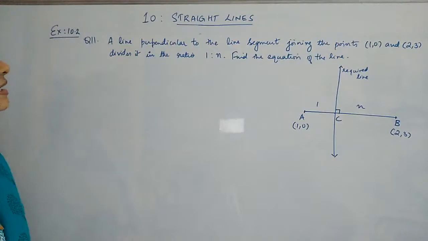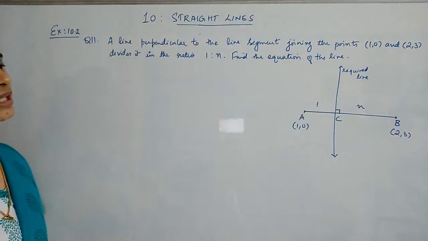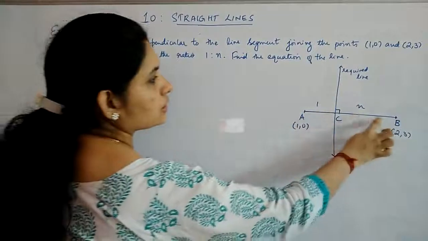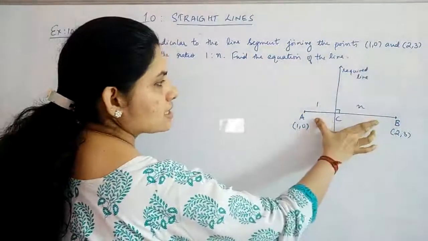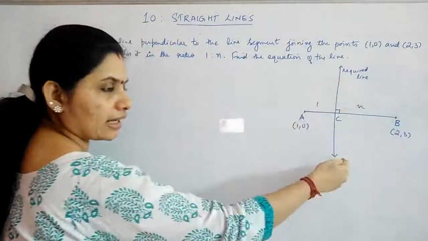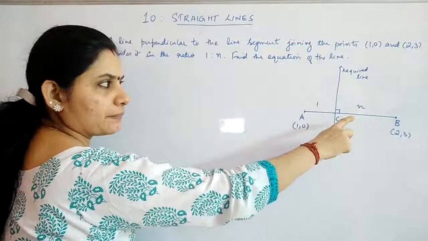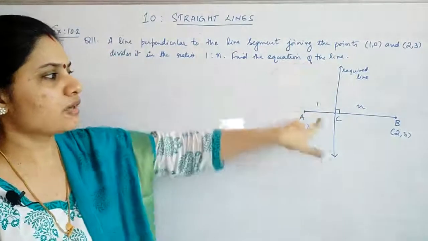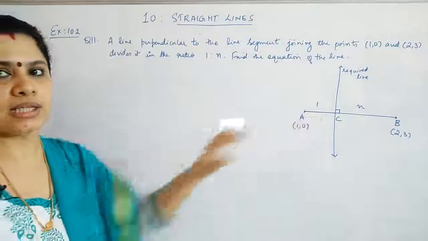Question number 11 is, a line perpendicular to the line segment joining the points (1, 0) and (2, 3) divides it in the ratio 1:n. Find the equation of the line. So suppose these are the 2 points given, and this line has been divided in the ratio 1:n by another line which is perpendicular to this line. So we have to find out this perpendicular line which divides this line joining AB in the ratio 1:n.